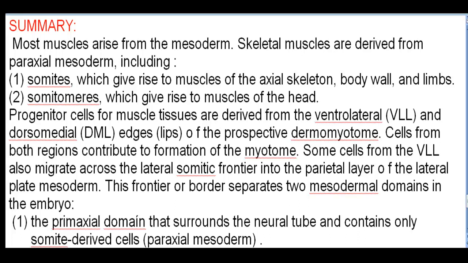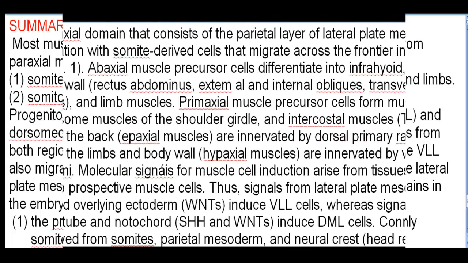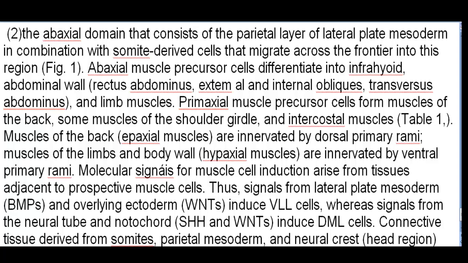Some cells from the VLL also migrate across the lateral somitic frontier into the parietal layer of the lateral plate mesoderm. This frontier or border separates two mesodermal domains in the embryo: 1. The paraxial domain that surrounds the neural tube and contains only somite-derived cells, paraxial mesoderm. 2. The abaxial domain that consists of the parietal layer of lateral plate mesoderm in combination with somite-derived cells that migrate across the frontier into this region, Fig. 1.